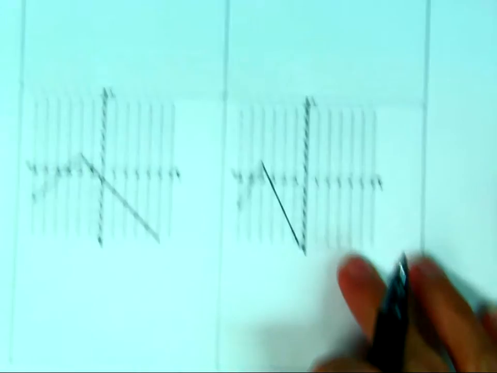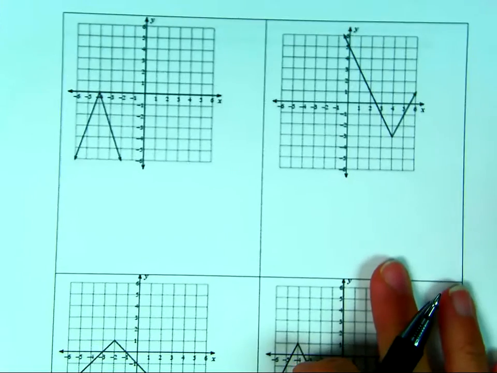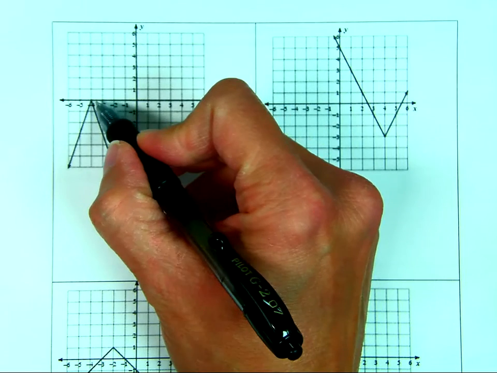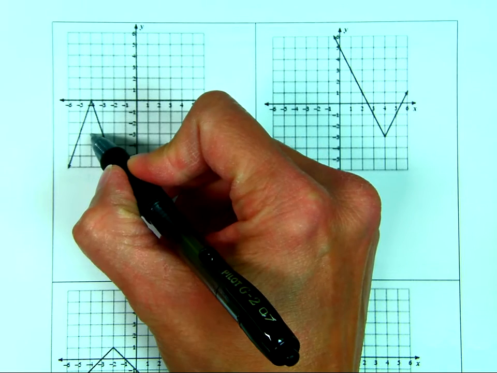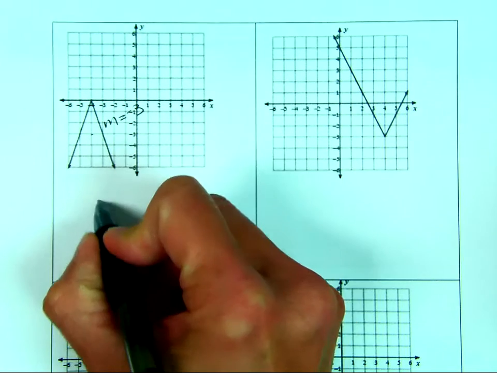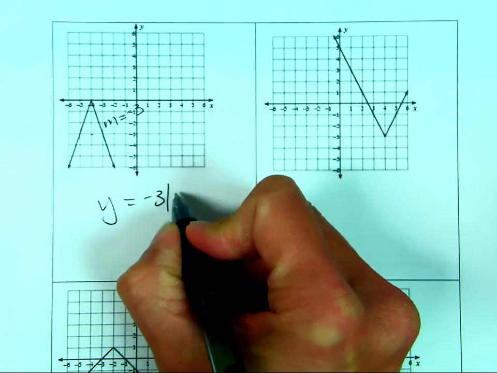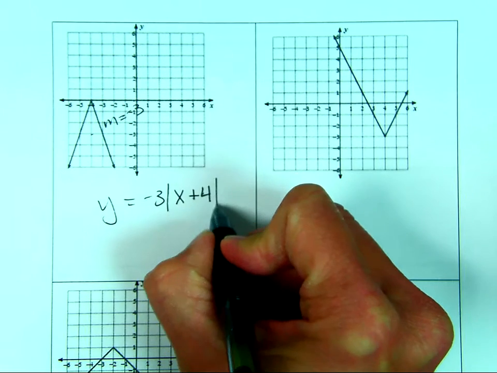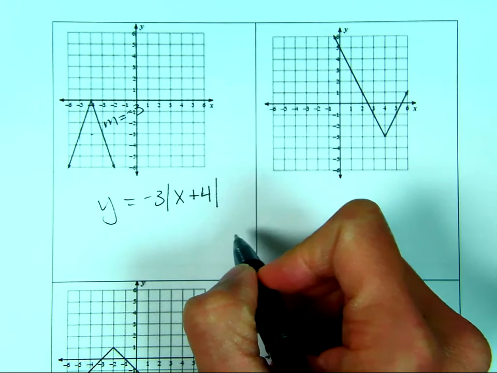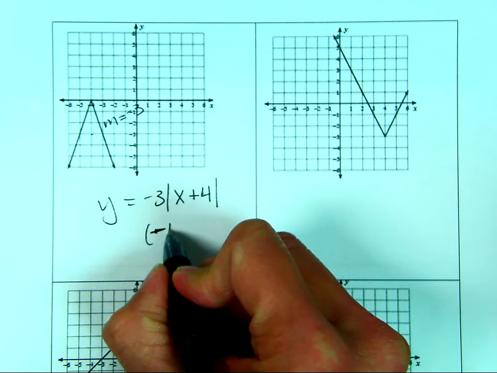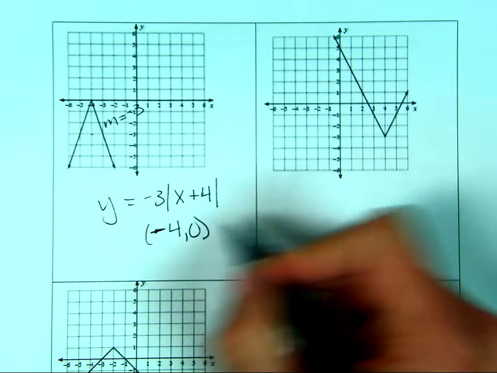Oh, forgot. There's a few more. Okay, so here we go. We are going to find the slope. Looks like it's down 3, right 1. It looks like it's -3, so that's y equals -3 absolute value of x. Looks like it's shifted 4, so that's plus 4, and then no k because it wasn't shifted up or down. Vertex is negative, remember, 4, 0. Almost messed that up there.